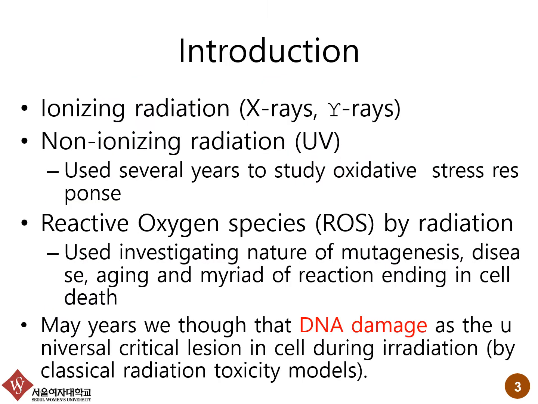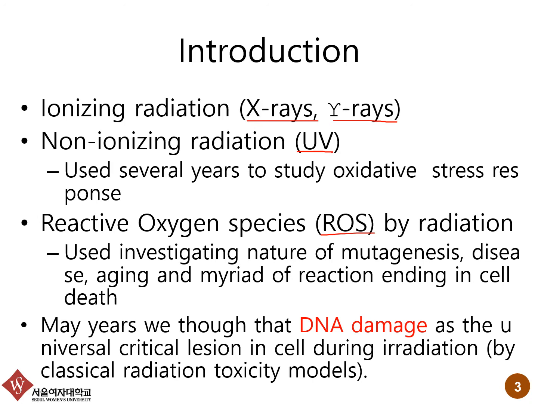There are two kinds of radiation available. The first one is ionizing radiation and the second one is non-ionizing radiation. Ionizing radiation includes X-rays and gamma rays, and non-ionizing radiation includes UV. For several years we have used X-rays and UV for oxidative stress response studies. When we use ionizing radiation, reactive oxygen species, that is ROS, are mainly produced inside the cell.